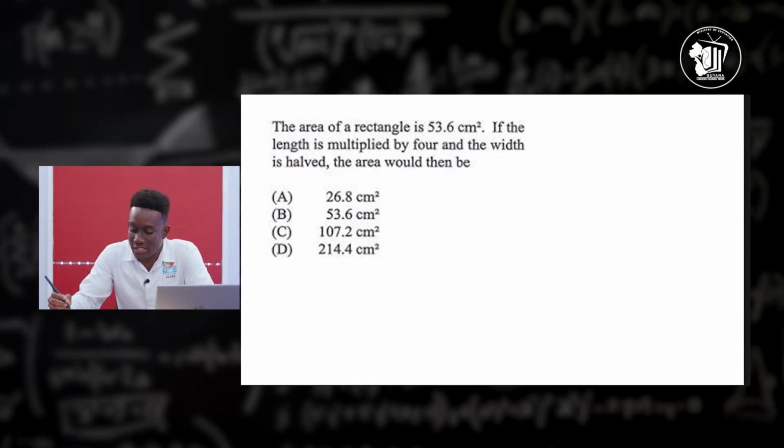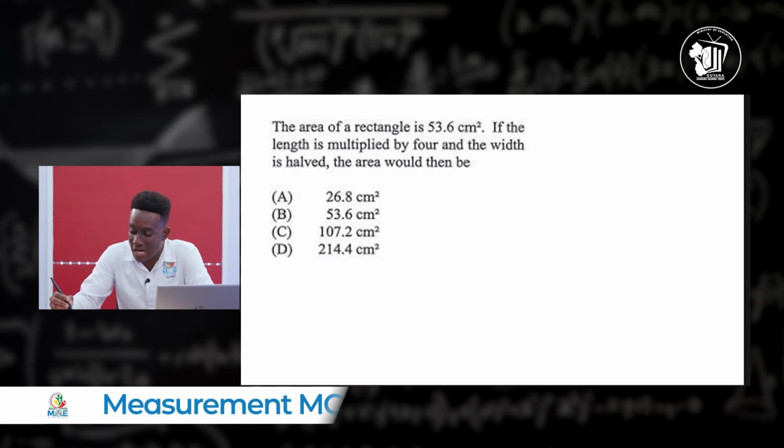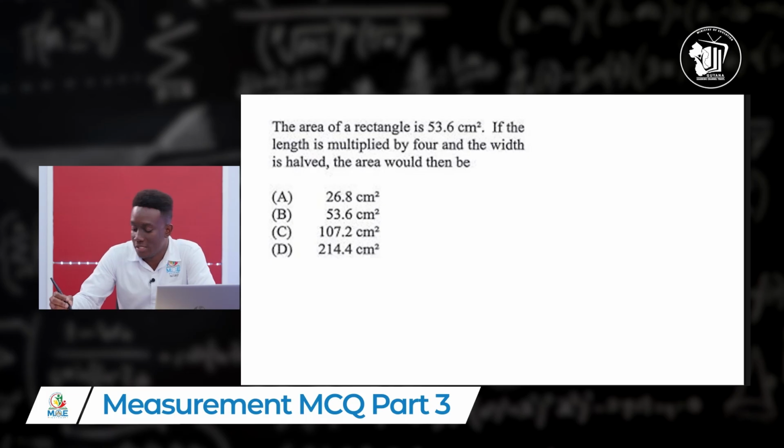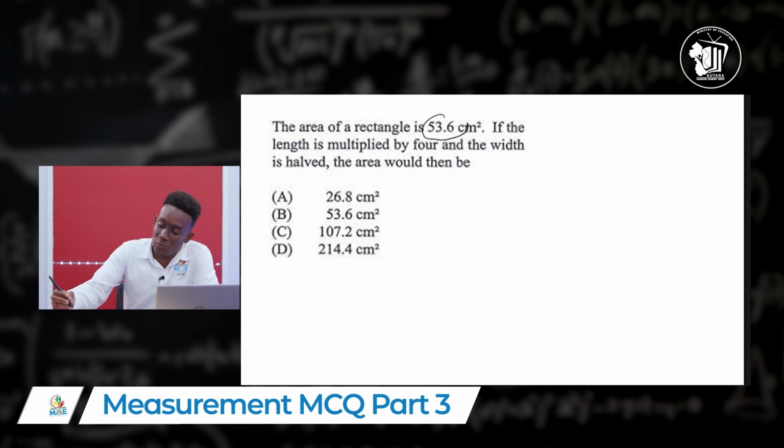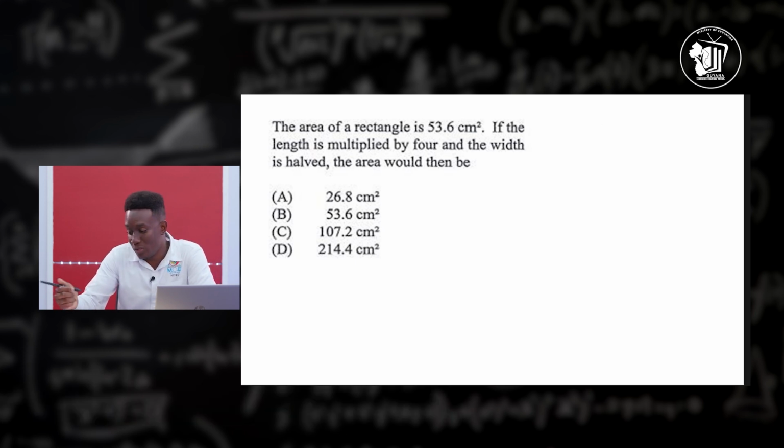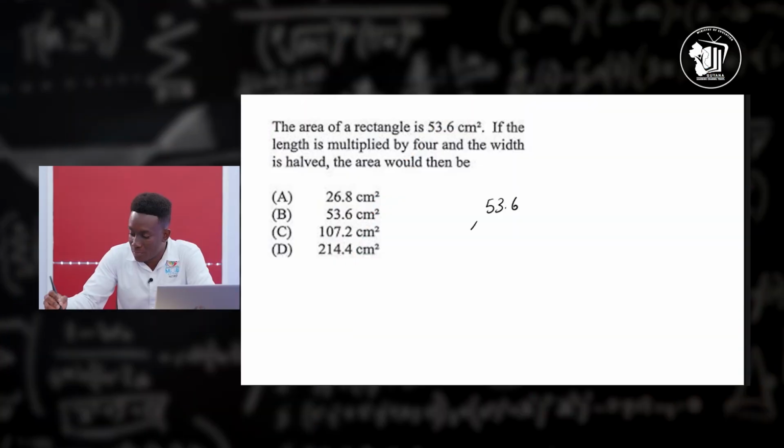The next question says, the area of a rectangle is 53.6 cm squared. If the length is multiplied by 4 and the width is halved, then the area would then be. So, given that everything was multiplied to get this answer, whatever we do to the length and whatever we do to the width, we can do the same thing to the answer and it will affect the answer the same. It says the length was multiplied by 4. So we can multiply the answer by 4.